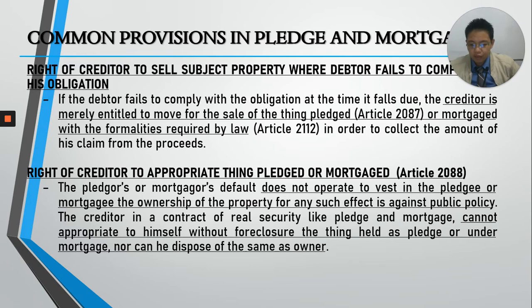So ano lang naman ang pwede dyan? Pwede lang kasing i-alienate yan. So, kailangan lang i-start ng creditor yung procedure so that the property pledged or mortgage may be sold at a public sale. But remember, class, that the creditor cannot appropriate or angkinin yung thing pledged or mortgage. Bakit? Because this is, remember, against public policy. So, kailangan i-foreclose niya yung bagay. So, there must be a public sale of the thing held as pledge or mortgage.